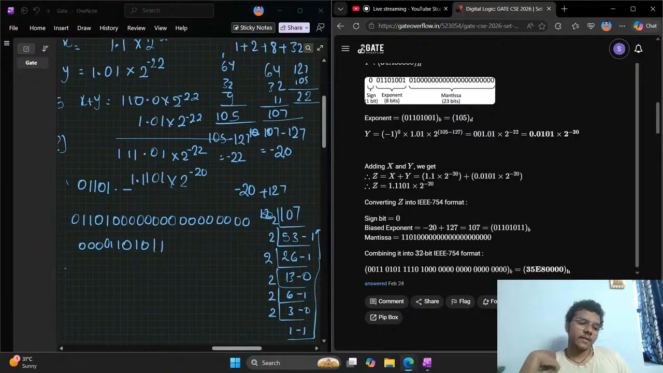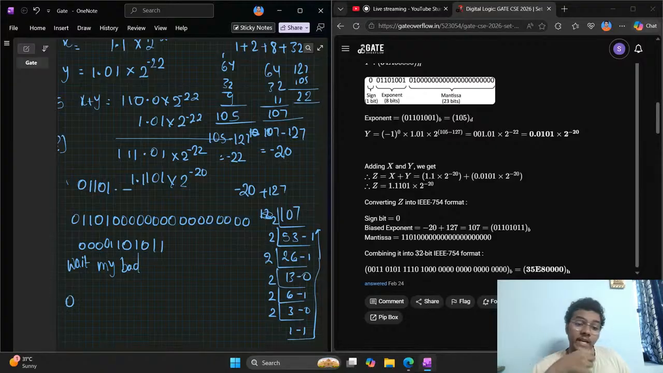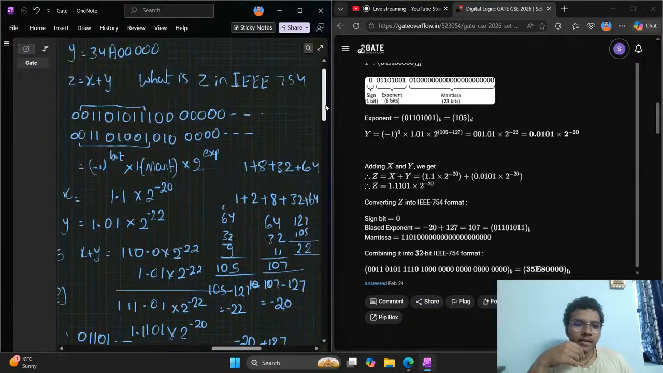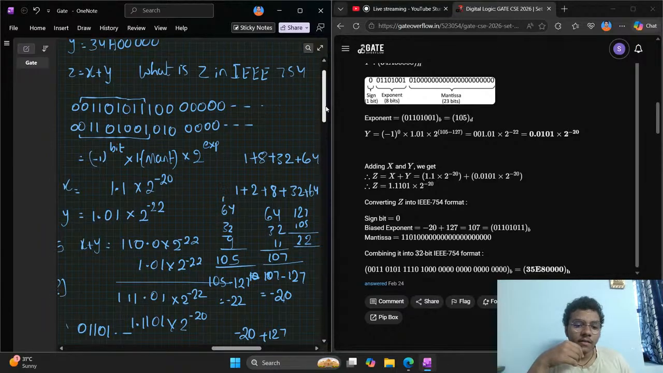Wait, okay. Wait, my bad. You will have the sign bit and then you will have the exponent. The value of exponent, that is 107. Here you have 107.